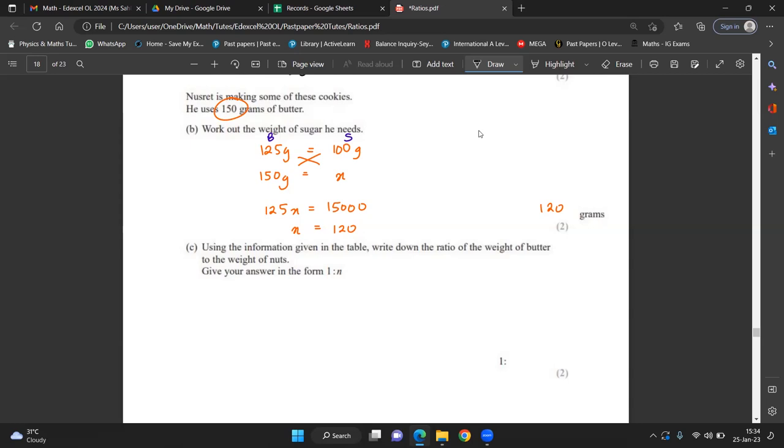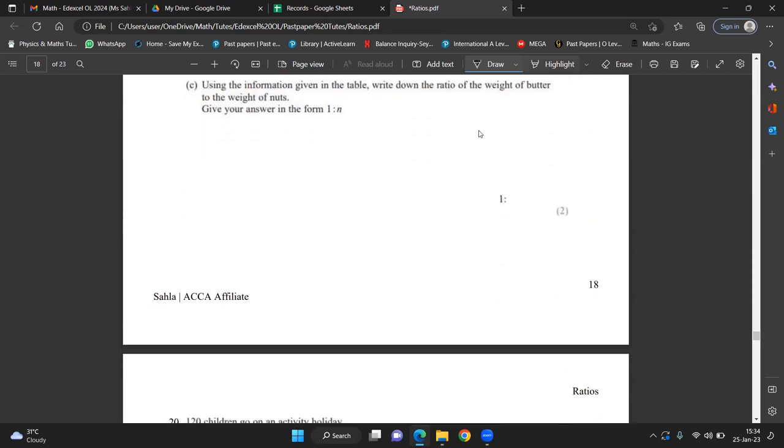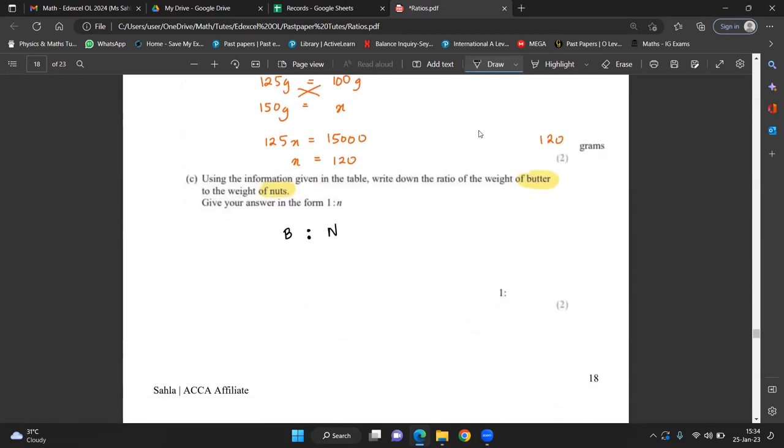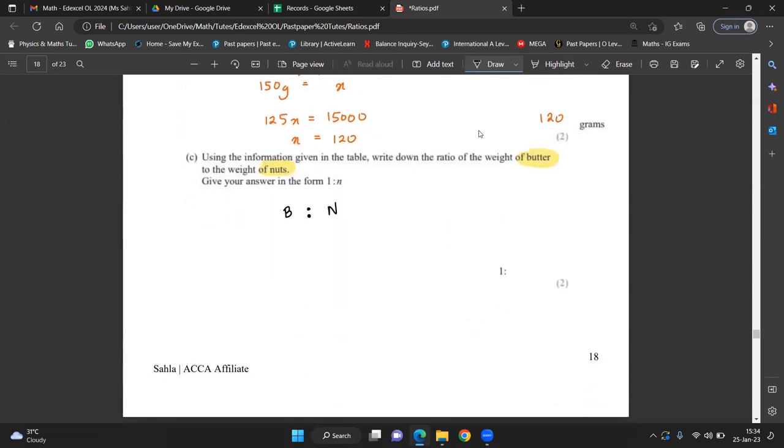Using the information given in the table, write down the ratio of the weight of butter to the weight of nuts. What's the first ingredient they have used in the question? Then what they have used? I need all of you to listen. When they say butter is to nuts, you're supposed to say B is to N. B is to?